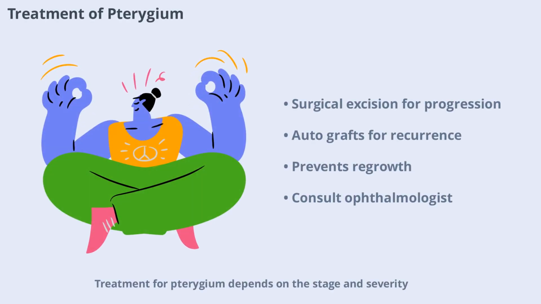Treatment for pterygium depends on the stage and severity. In progressive cases, surgical excision is recommended to remove the abnormal tissue and restore vision. For recurrent cases, more advanced procedures like autografts or tissue transposition may be necessary to prevent regrowth. Early intervention can help preserve eye function and appearance. It's important to consult an ophthalmologist for personalized treatment options.